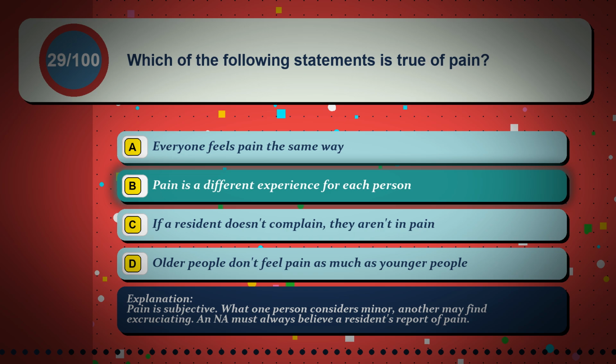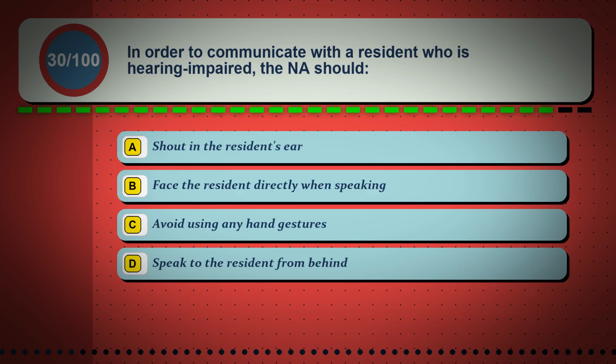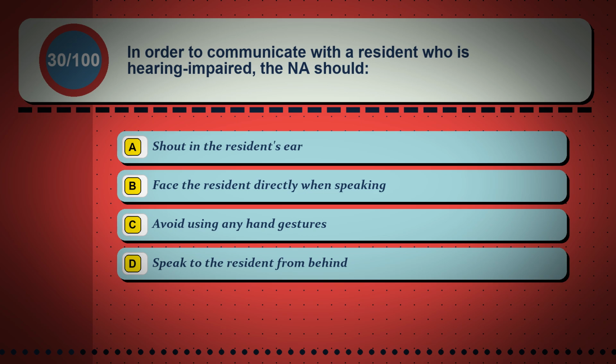Question 30. In order to communicate with a resident who is hearing impaired, the NA should: Option A. Shout in the resident's ear. Option B. Face the resident directly when speaking. Option C. Avoid using any hand gestures. Option D. Speak to the resident from behind.